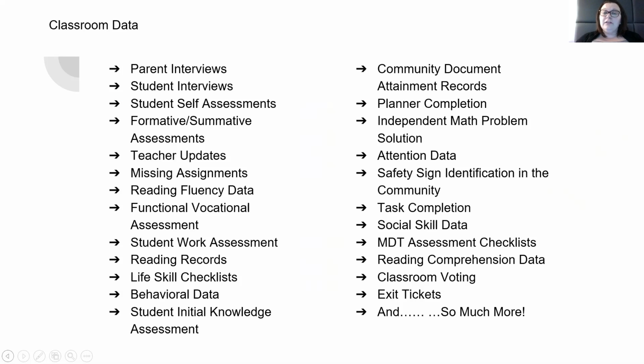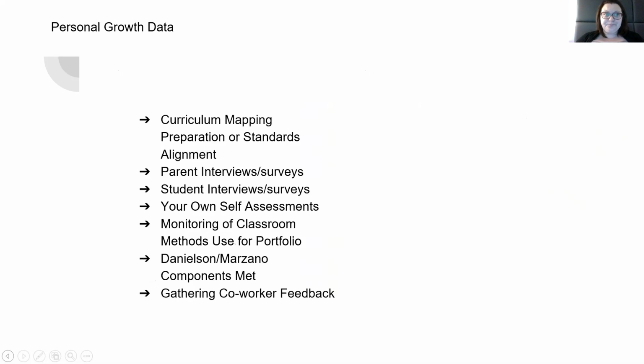If you look at all of these, this isn't even a comprehensive list, but there are so many data sources that we use as teachers within the classroom. So we may have interviews with students, reading records, life skill checklists, task completion lists, behavior lists, classroom voting, exit tickets, anything that we use in the classroom that we are gathering data on the product of. So we want to remember that these are the kind of things that we would gather.